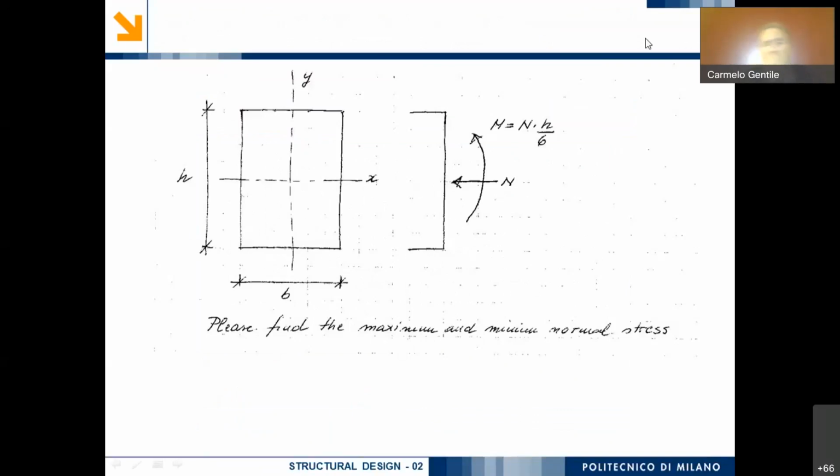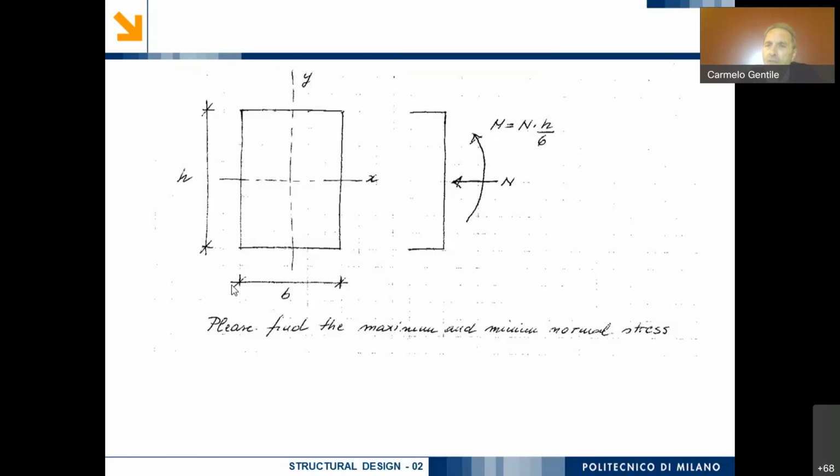As you remember, in the past lecture I considered this very simple rectangular cross section, which is subjected simultaneously to an axial force N and a bending moment M, and the bending moment M is equal to N, the axial force, times h over 6. So our cross section is a rectangular one, where the width is denoted as b and the height is denoted as h.